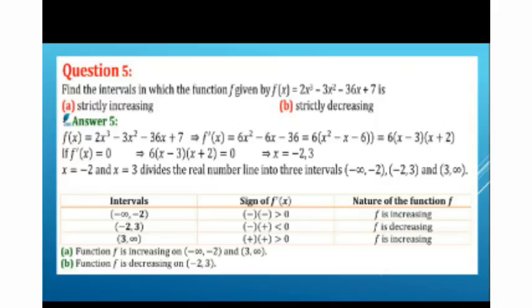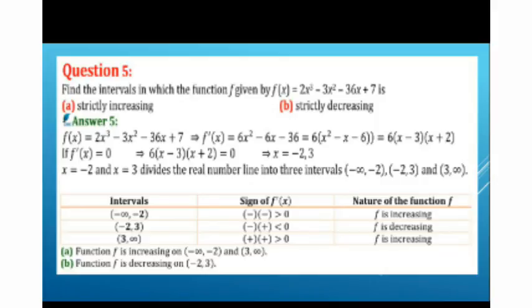For this, again what we are going to do, we will find the first order derivative, put that first derivative equal to 0, and we will find the points. These points are known as the critical points. So here as you can see, our first order derivative is coming out to be 6x square minus 6x minus 36. Taking 6 common throughout and making its factor, this reduces to 6 times of (x minus 3) into (x plus 2). So when we put f dash x equal to 0, we are getting the values of x as minus 2 and 3.